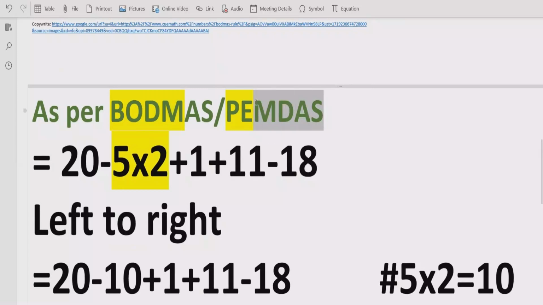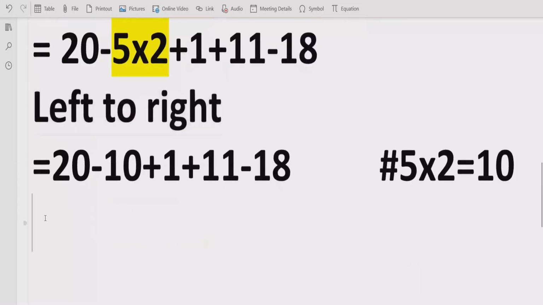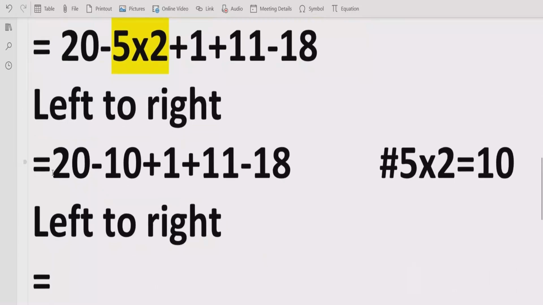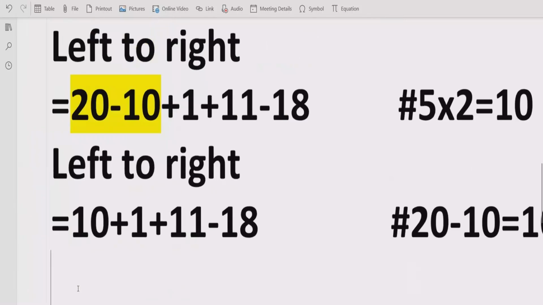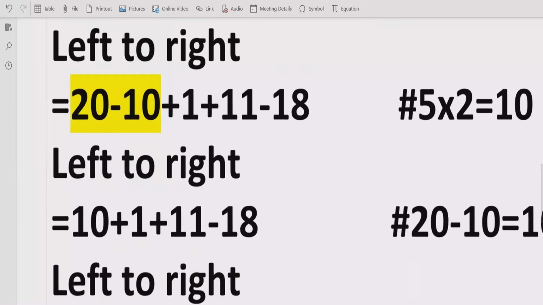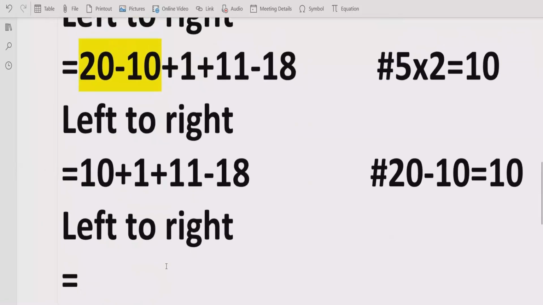So now we will go for addition and subtraction. We will go one by one, left to right. First we have the subtraction 20 minus 10. So we will subtract both of them and the answer is 10 plus 1 plus 11 minus 18. So 20 minus 10 equals 10. Now we have to go again left to right and find division and multiplication, addition and subtraction. So now we have 10 plus 1, which is 11, plus 11 minus 18.